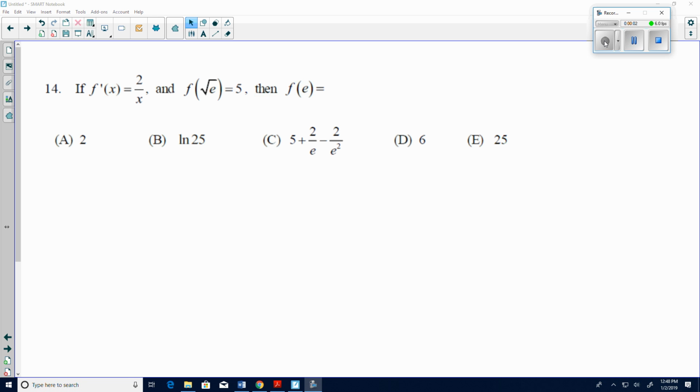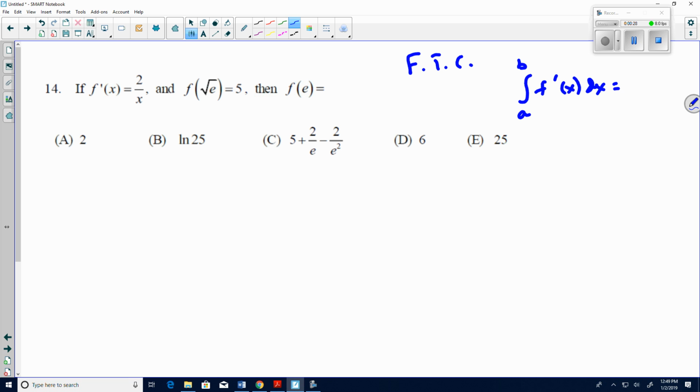Okay, getting back up, problem number 14. We have a derivative. We find that f of root e is 5, and we're asked to find f of e. Well, once again, this is the fundamental theorem of calculus, Part 1. We know if we integrate from a to b of f prime of x dx, we get f of b minus f of a, but let me chuck the f of a over here, like that, same as we did on a previous problem.